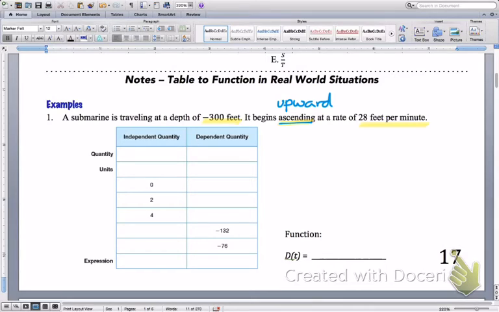So quantity, when I say quantity, is what are we talking about? Height, time, whatnot, depth. It can be anything here. In this case, we're talking about the time it takes for this submarine to be traveling, and the depth of the submarine. How deep underwater is this submarine at a certain time? So our time is specifically in minutes. It's not seconds, it's not hours, it's not years. We're talking about minutes here. And the depth is in feet. So it's not in inches, it's not in yards or any other unit.